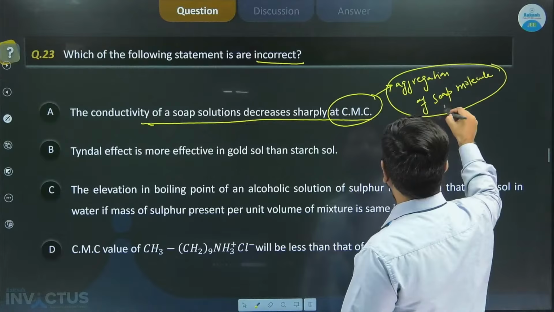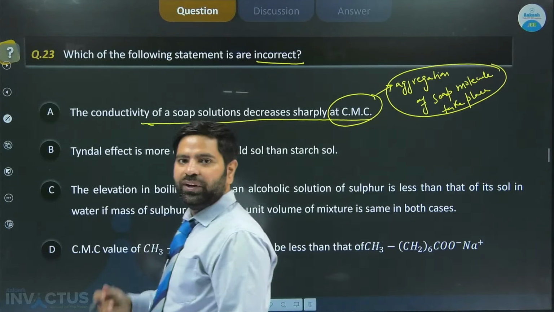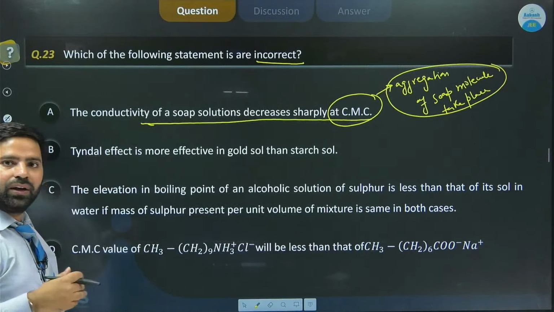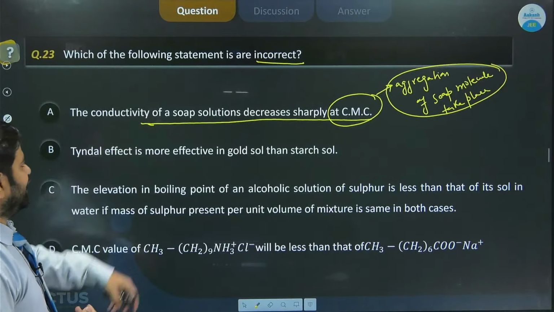Aggregation of soap molecules takes place. So due to aggregation, what would happen to conductivity? Conductivity would decrease. So this is the correct statement, and we have to choose the incorrect one.